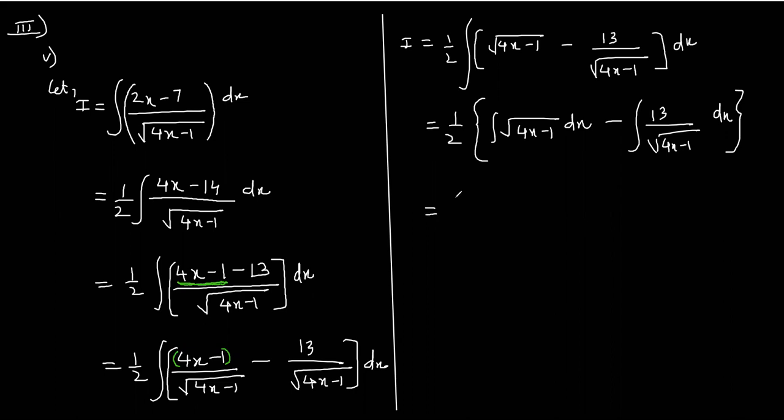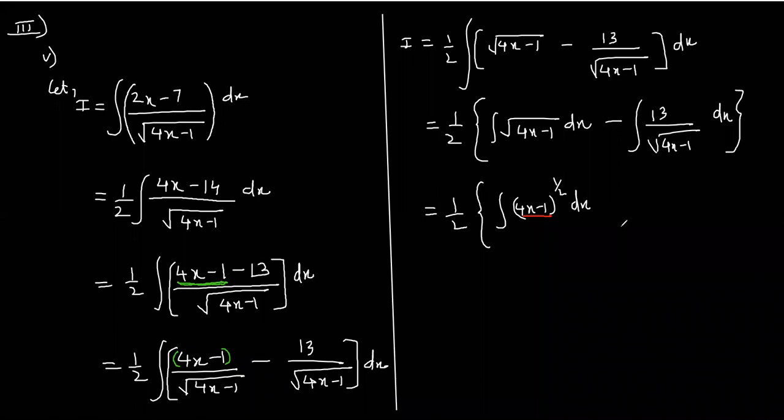So the next step is 1 upon 2, and here I have the integration of (4x minus 1) raised to half dx. What am I planning here? I'm planning to integrate this by using the result of x raised to n. But this is not x. No worries. Why? Because it is (ax plus b) raised to n. That is allowed. x can be replaced by ax plus b.